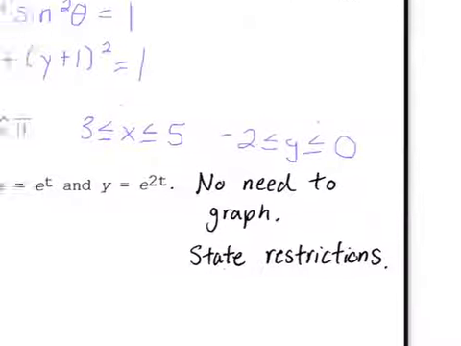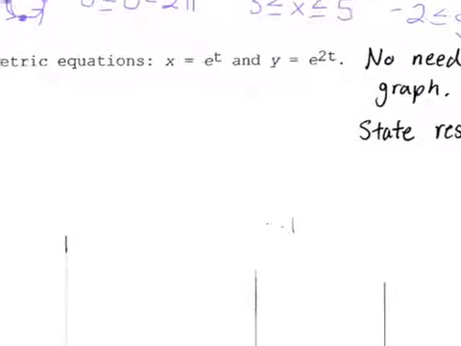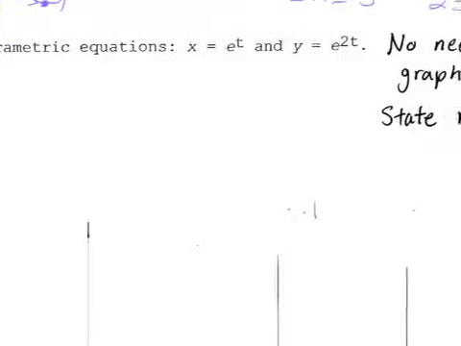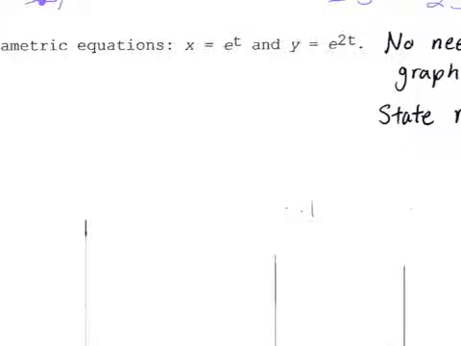All right, moving on to our last one. This one we do not need to graph, we just need to write it in rectangular form and then state the restrictions. So, first thing we need to do is isolate t in terms of x. So we will take the natural log of both sides, and we just get the natural log of x equals t. And now we are going to put that in for the t in the y equation.